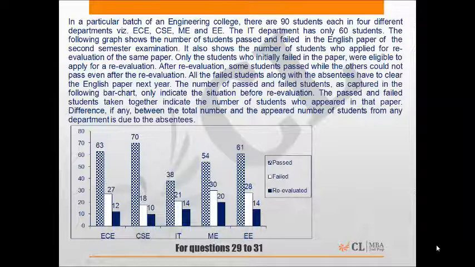All the failed students along with the absentees have to clear the English paper next year. The number of passed and failed students as captured in the following bar chart only indicate the situation before re-evaluation. The passed and failed students taken together indicate the number of students who appeared in that paper. Difference, if any, between the total number and the appeared number of students from any department is due to the absentees. Now, let's look at the question.